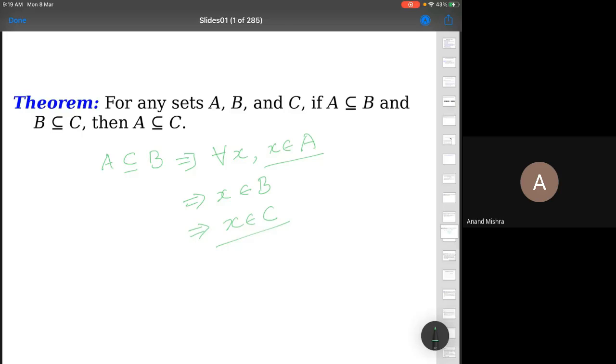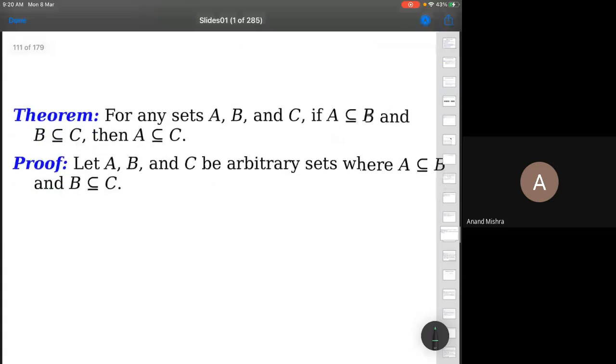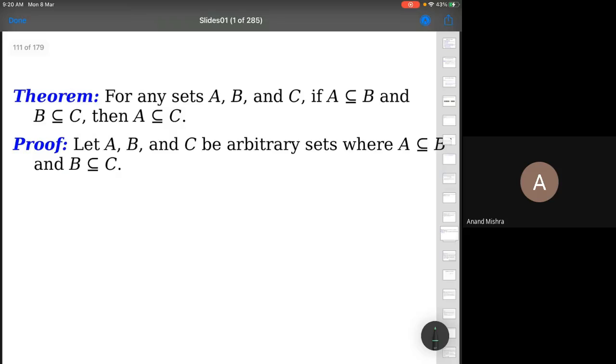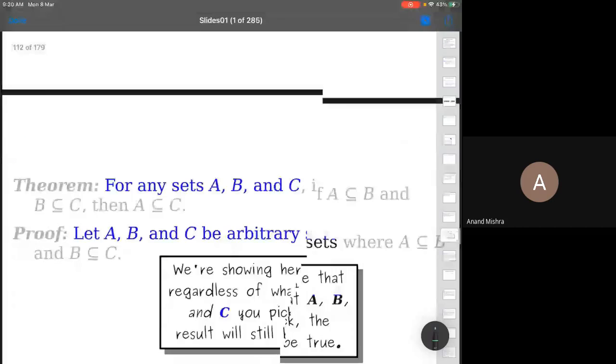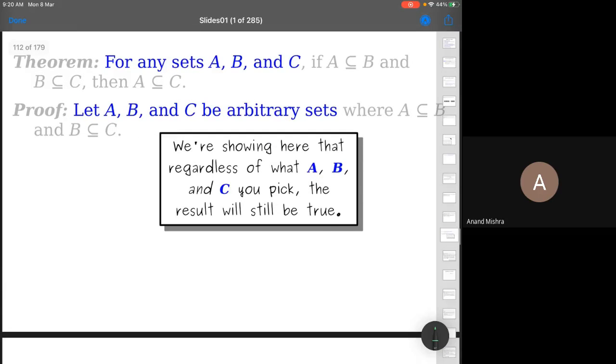Pictorially, how do you look at this? You have A as a subset of B, and B as a subset of C. Therefore, A is also a subset of C. Okay. Very simple. Let's look at how this is formally proved. So let A, B, C be arbitrary sets, where A is a subset of B and B is a subset of C. Since they are arbitrary, we are showing that regardless of what A, B, C you pick, the result should be true, right?